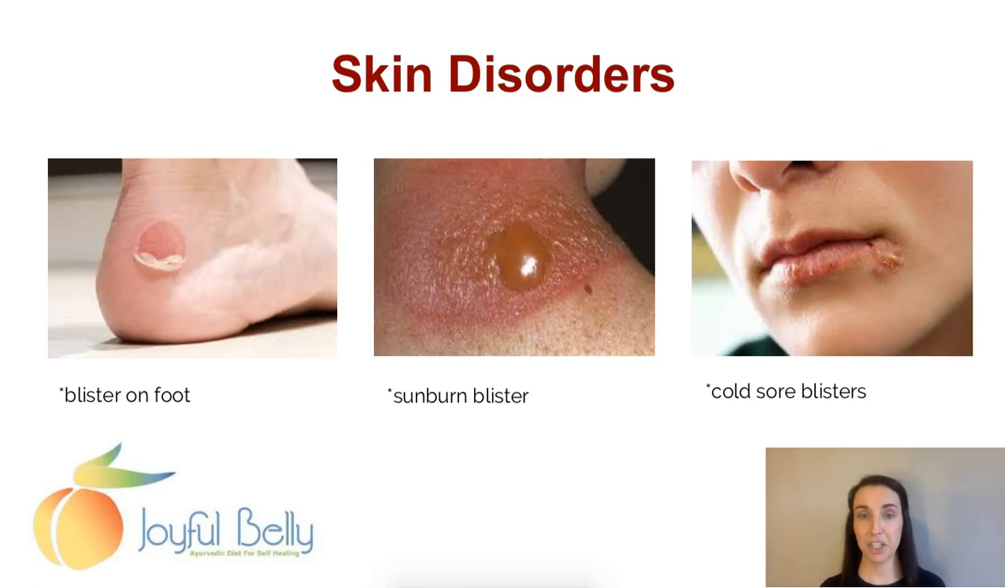What we can see pictured here are a couple of different examples of the blisters we just spoke about. First we have a blister on the foot caused by friction with ill-fitting shoes. Then we have a sunburn blister and cold sore blisters.